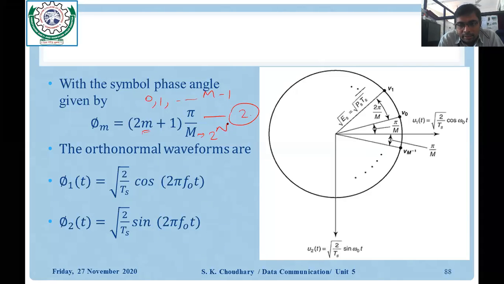On the right side, the signal space diagram of this MRE PSK is also shown. We will come to it later on. The orthonormal waveforms here, that is the carrier signals actually, are phi 1(t) and phi 2(t). Phi 1(t) is a cosine wave, given in equation number 3, and phi 2(t) is a sine wave, that is square root of 2 upon TS sine 2 pi f naught t.